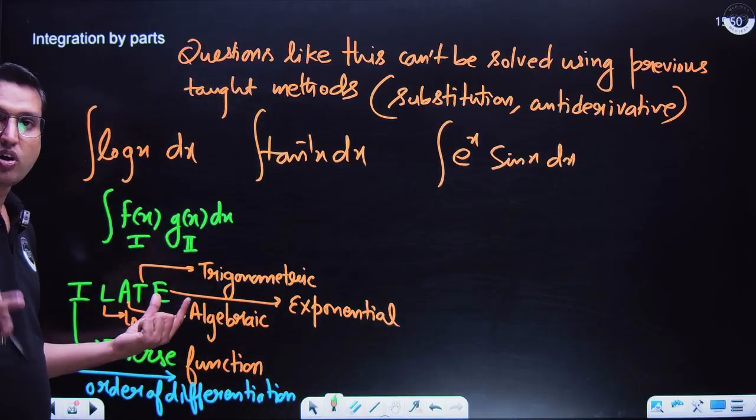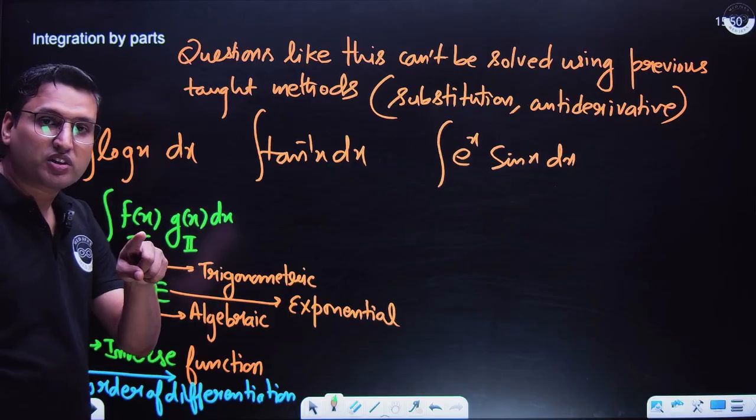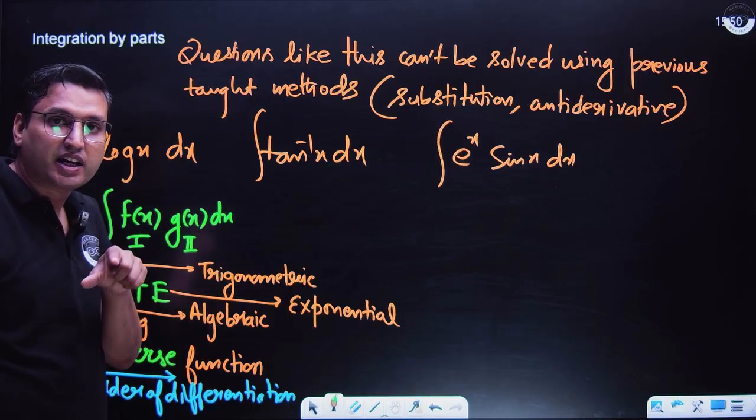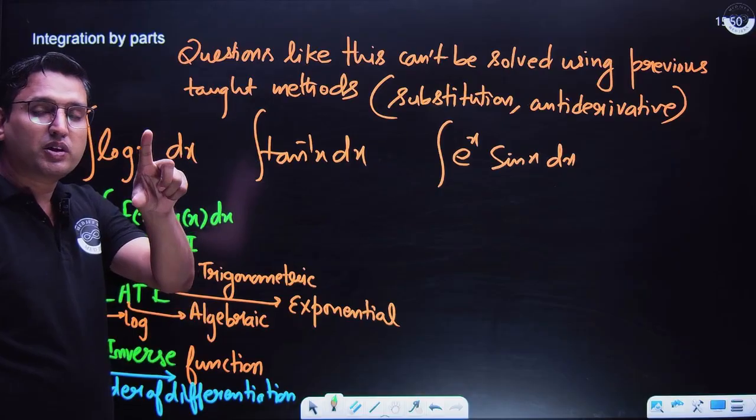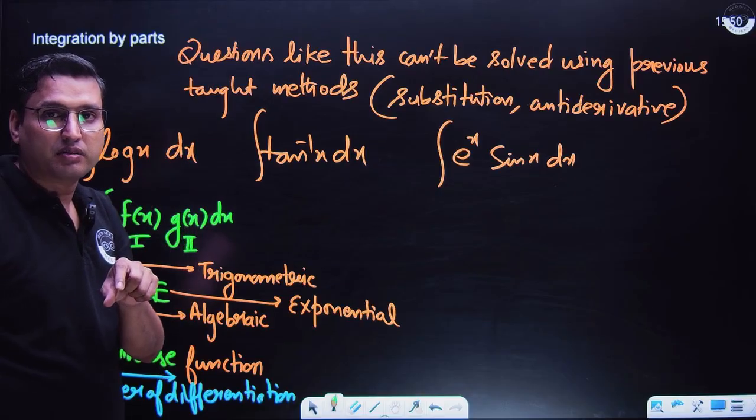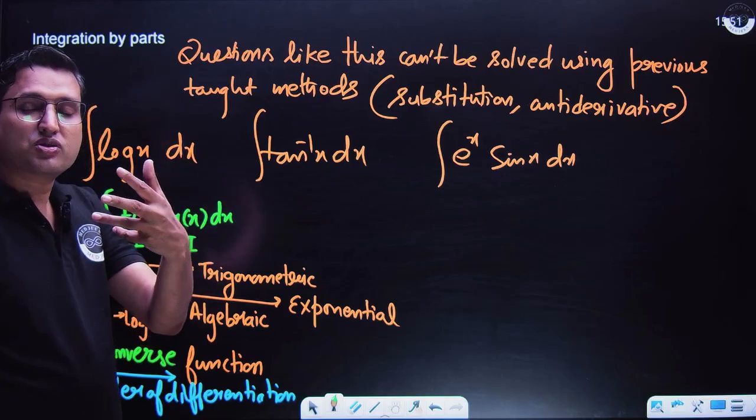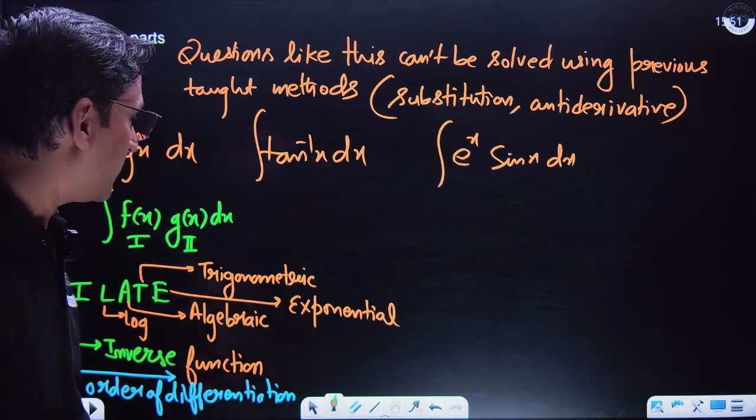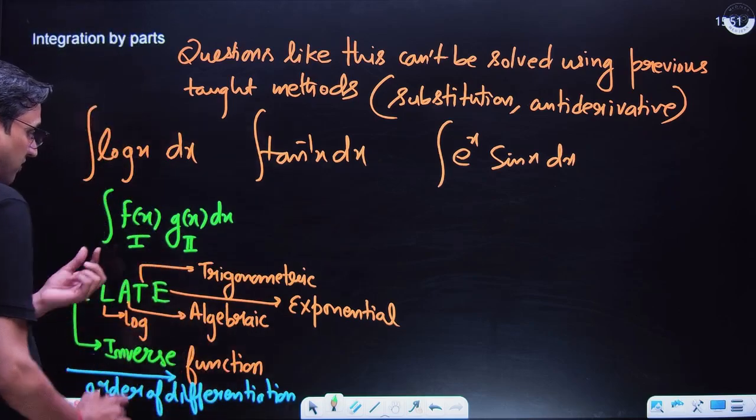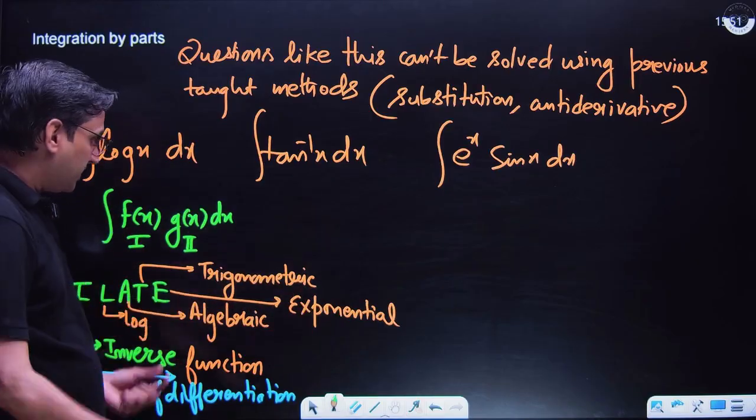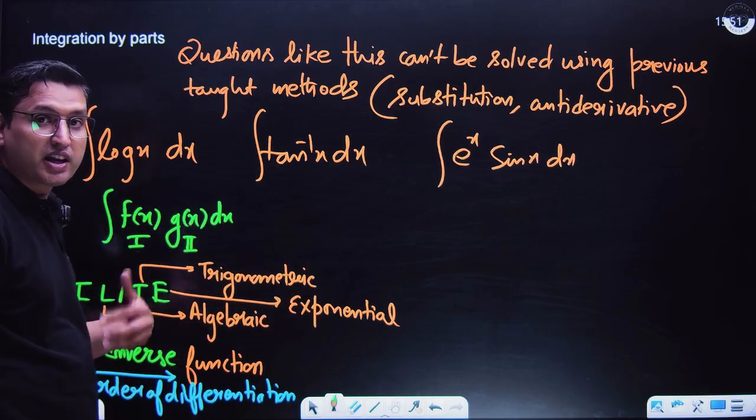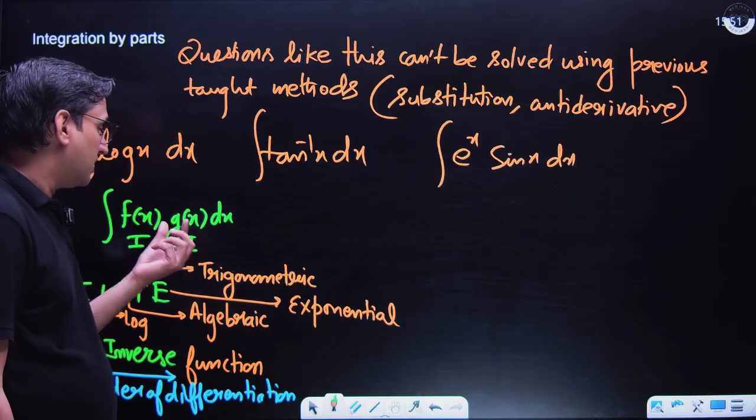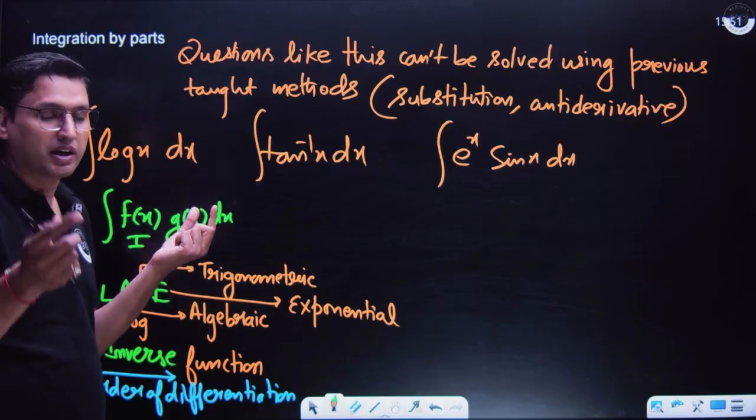Now, what you have to do? According to this order, you will decide which particular function will be taken as the differentiation term and which particular function will be taken as the integration term. Correct? First means you are going to differentiate it. Gx, taken as the second part of the function, is considered the integration part.